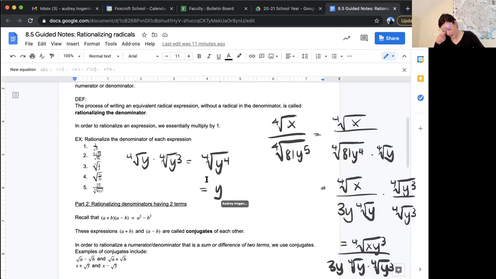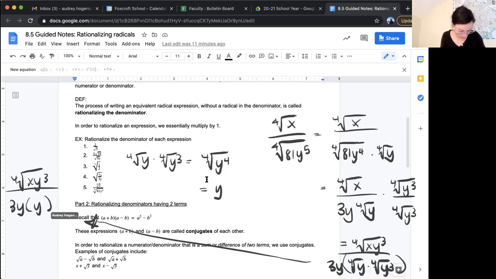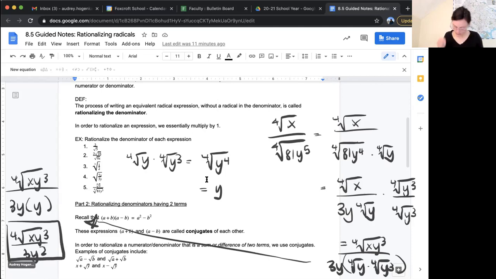So then I will have, I'm running out of space, so I'm going to go over here. The 4th root of xy cubed over 3y times this expression right here simplified to just y, so 3y times y, which is equal to y squared. So I'm going to get the 4th root of xy cubed over 3y squared. So that would be my final answer, again, without a radical in the denominator.